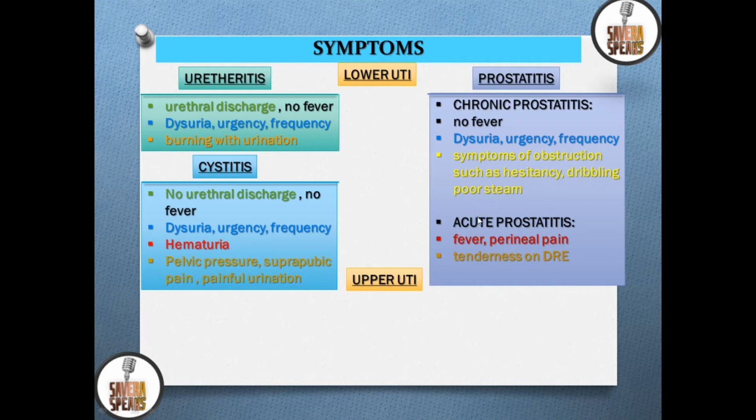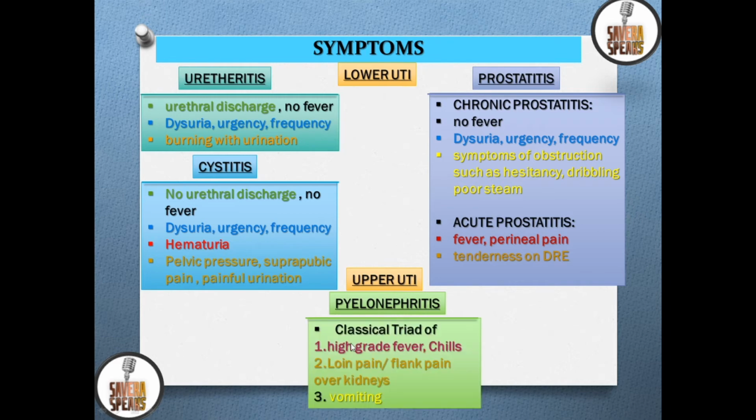The upper UTI is mostly pyelonephritis, and its clinical symptoms are the classical triad of fever, pain and vomiting. The fever is usually high-grade fever with chills, and the pain is loin pain or flank pain over the kidneys. Along with vomiting, there can also be nausea and diarrhea. The classical triad of fever, pain and vomiting occurs in pyelonephritis.